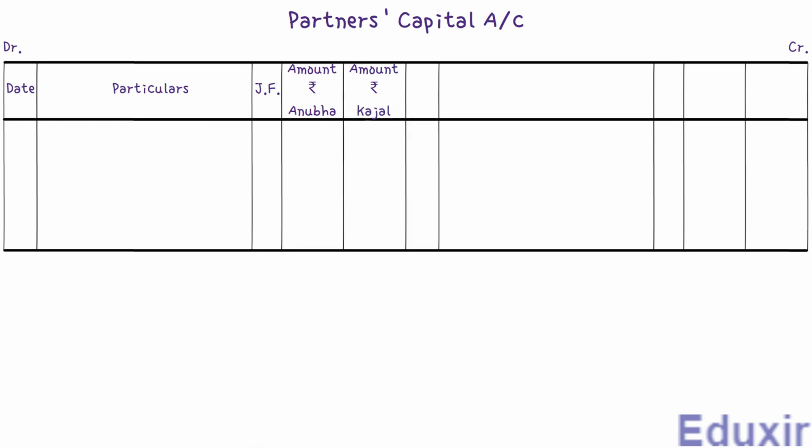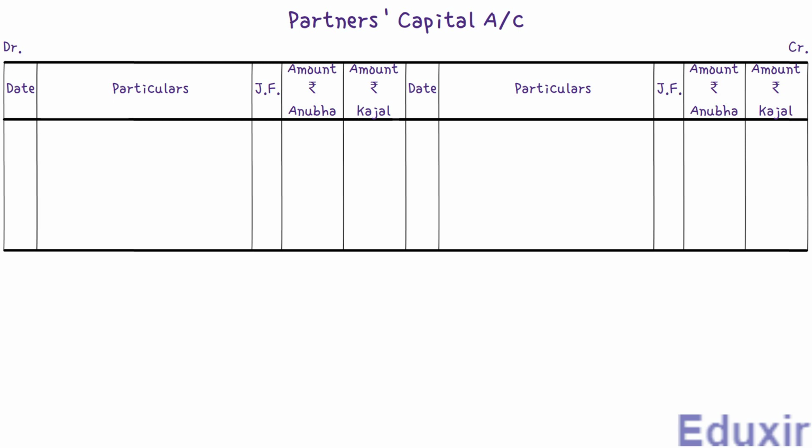Now, as compared to the capital accounts that we were preparing for the sole proprietorship in the previous classes, this capital account is slightly different. As you might have noticed, it has the amount column for each of the partners, not just one amount column as we were preparing for the sole proprietorship. So, as you might have guessed, if there are 3 partners, there will be 3 amount columns, one for each partner. Similarly, let's have the same columns on the credit side also.